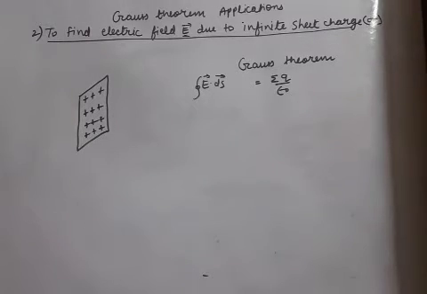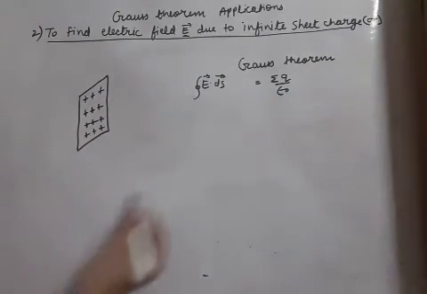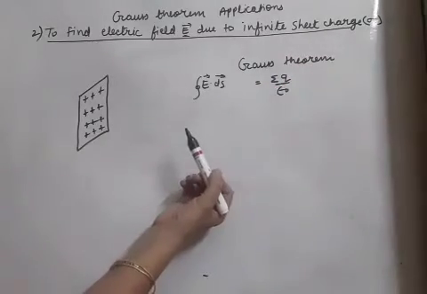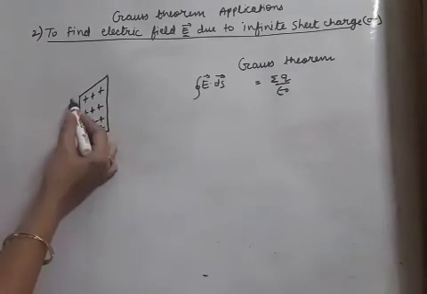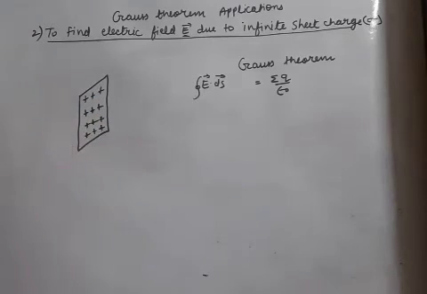Students, let us revise the Gauss theorem's second application here. In the second application, what are we given? We are given an infinite sheet of charge. Sheet means a two-dimensional thing. Okay? You can imagine it in the form of a paper.